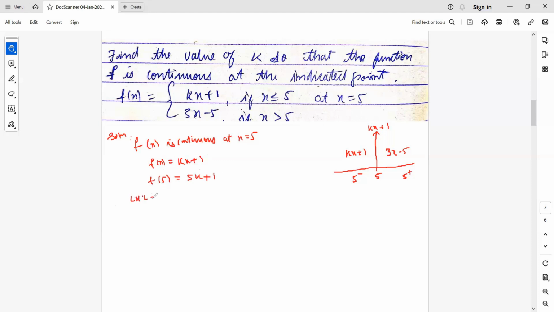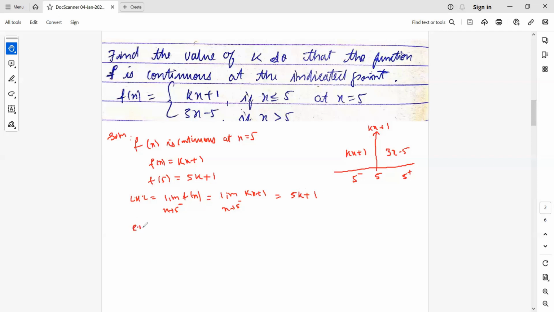Next we need to discuss LHL. LHL is the limit of f of x as x tends to 5 minus. When it is less than 5, the value of the function is again kx plus 1, as x tends to 5 minus. Now take out the limit, replacing x with 5. So again it will be equal to 5k plus 1. So out of the three values, two values we have got.